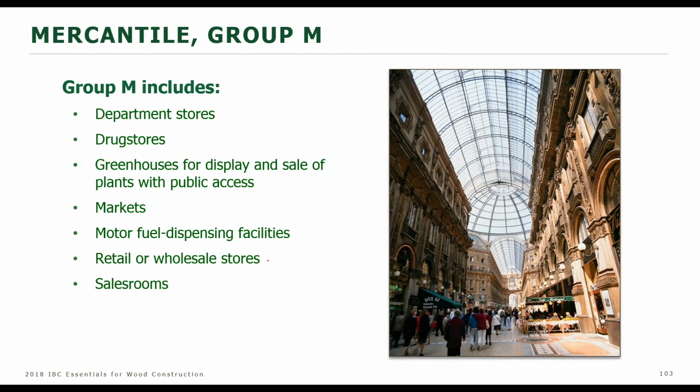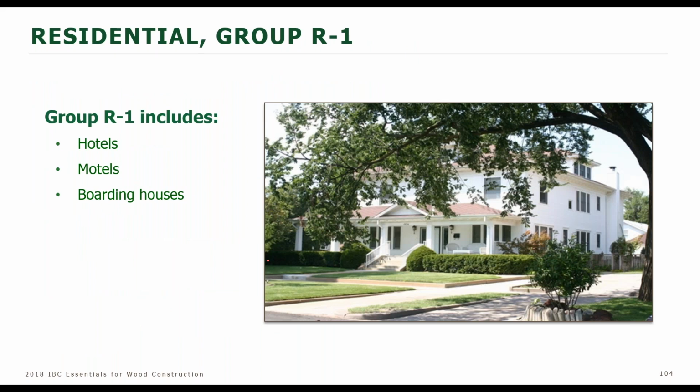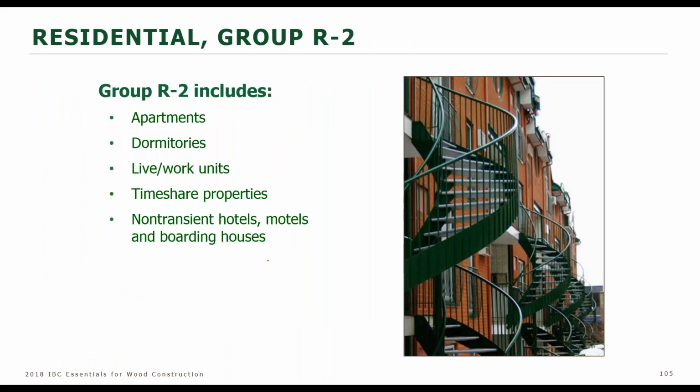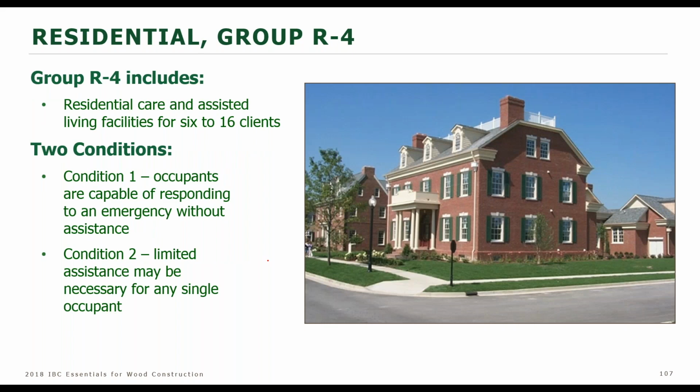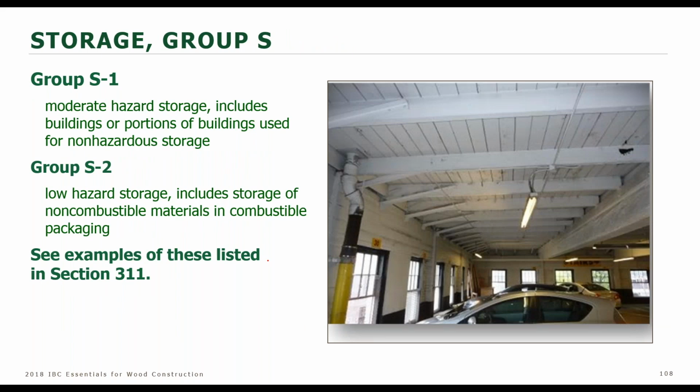M is mercantile. R1 are hotels, motels, boarding houses. R2, apartments, dormitories, live-work, and so forth. R3, single-family dwellings. Why is this in the commercial code? Well, you might have one attached to another commercial building, or you might have an apartment up on the second floor. It might be an R3. Also includes some daycare definitions as well. R4 are residential care and assisted living. Okay. Two conditions there based on the type of occupants in them and their abilities. Group S, storage.